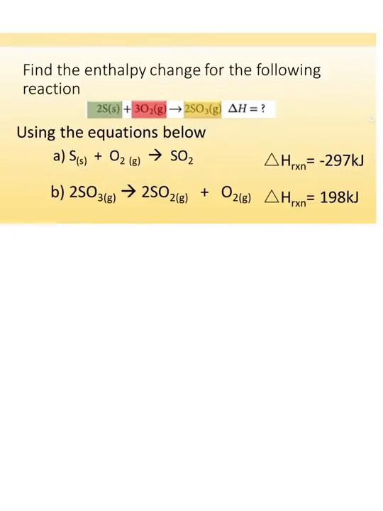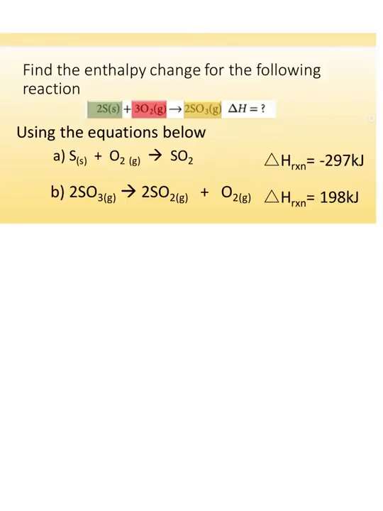Alright, now this is Hess's Law Part 2. In Part 1 you saw how to manipulate delta H. If you change the reaction, what happens to delta H? In Part 2 we're going to see how to find the enthalpy change for a reaction using the individual reactions, or the steps, to get to the overall reaction.